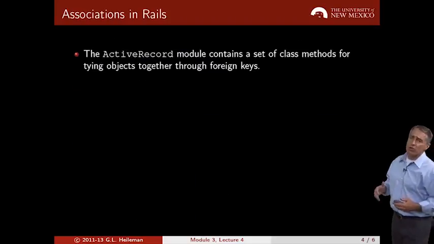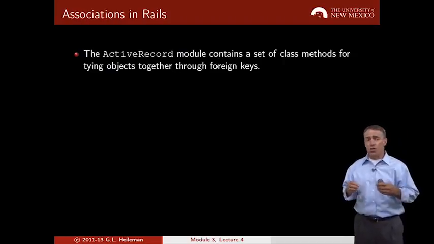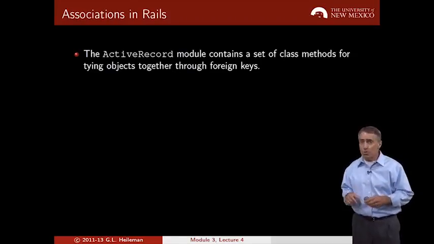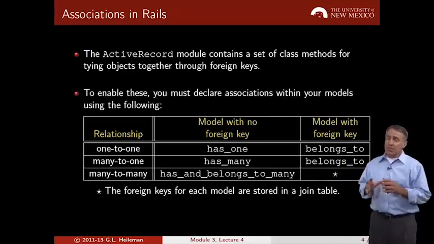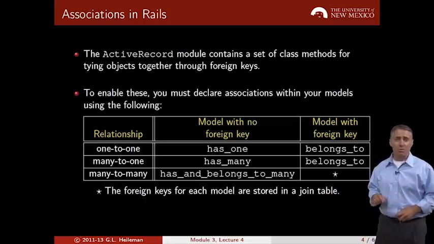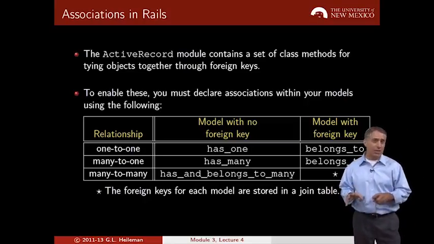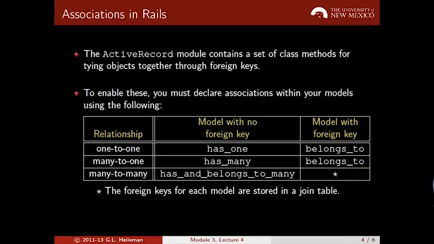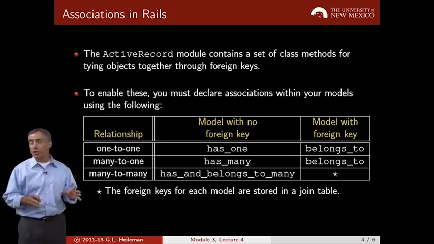Now, the Active Record module contains a set of class methods that you can use to tie these two together through the foreign keys. These are the various relationships that you can have and the terms that you use, the methods that you use within your models to tie these objects together. Let's look at each of them. First, the one-to-one relationship. If you have a one-to-one relationship between two models, you use the has one relationship in the model that doesn't have the foreign key, and the belongs to goes in the model that does contain the foreign key.